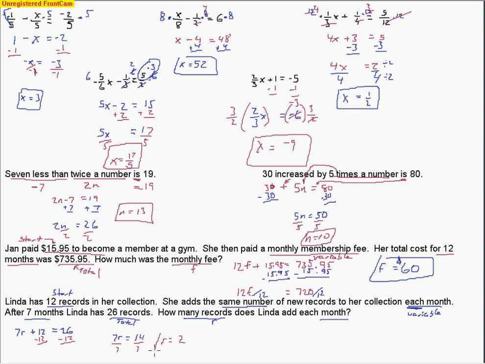So 2 records. And so the nice thing about changing the variable up a little bit to make it match what you're trying to find is it's easier to remember what it is exactly you're trying to find. R stood for records. F stood for fee. So there it is, 2 records each month.